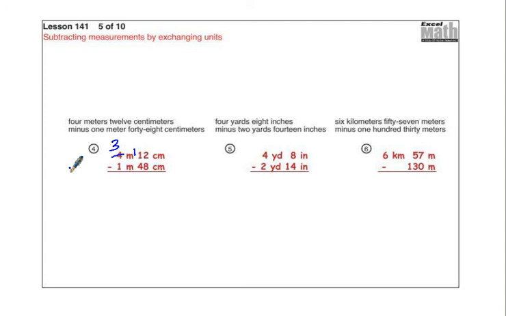That's the beauty of the metric system. You don't really have to do any hard regrouping when it comes to the metrics. It's all base 10. So 112 minus 48 is what I'm doing here.